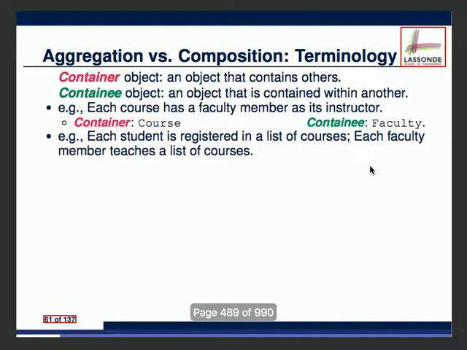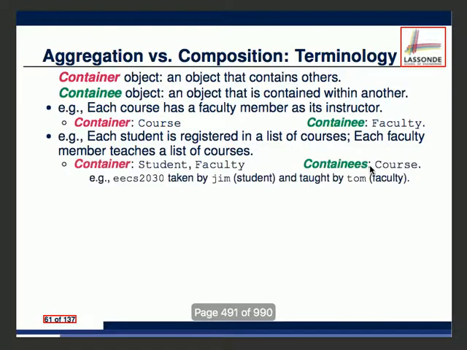Now this one is slightly more complicated, but it's not too bad. We say each student is registered in a list of courses. In this case, as I said before, the student is the container, and the course is the containee. What about the second one? Each faculty member teaches a list of courses. In this case, who might be the container? The faculty member, right? And a course will again be the containee.